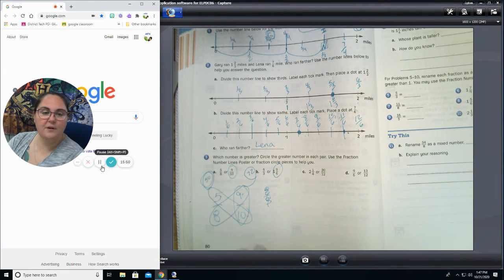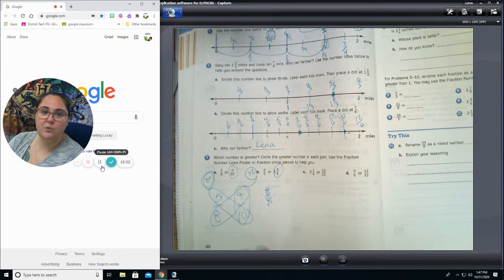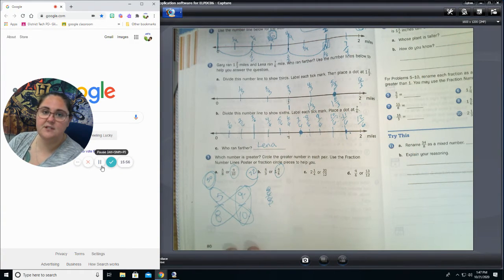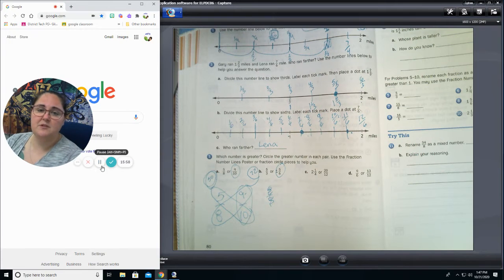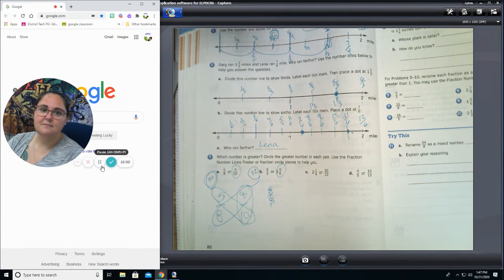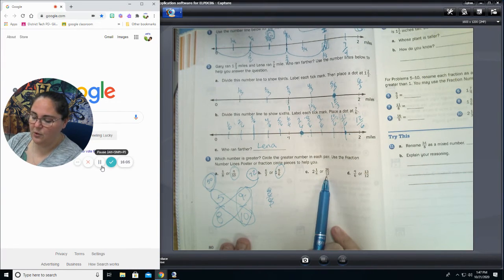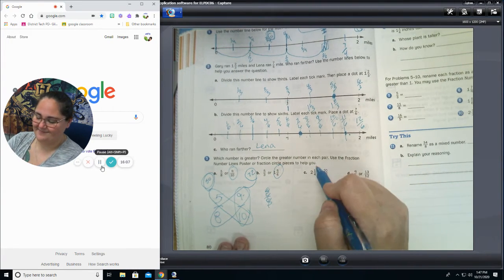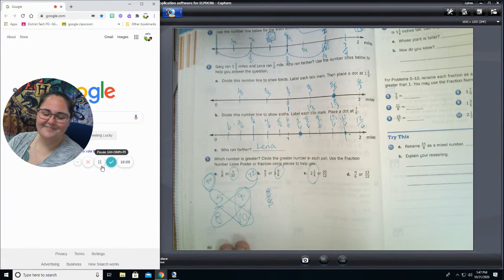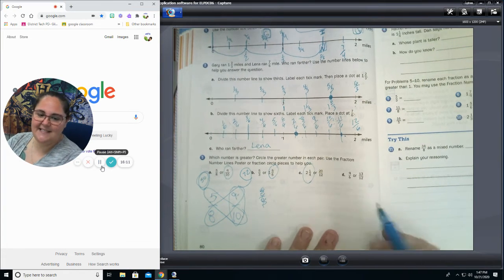2 and 1/4 or 20/12. First of all, let's do 20 divided by 12. What's 20 divided by 12? 1, remainder 8. So what's bigger, 2 or 1? And finally, 9/6 or 13/12.